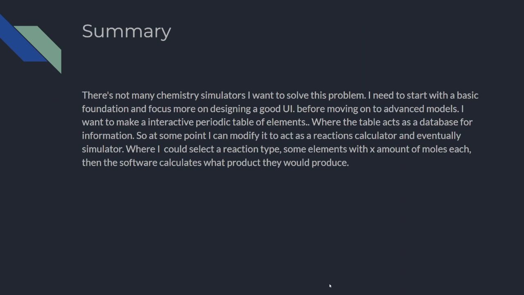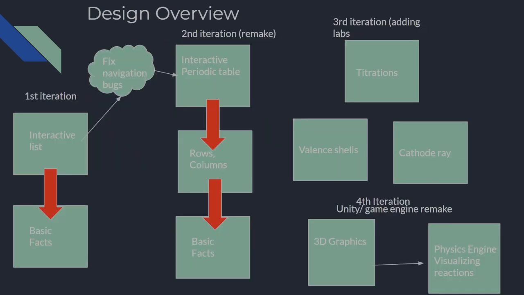So, summary, there's not many chemistry simulators, and I want to solve this problem. But I need to start with the basics, the basic foundation right now for me, which is a UI that resembles the periodic table of elements. Then the next step is giving that table all the information. Then the next step is making it so it can run calculations that are actually correct and not all wrong, that line up with reality. Then eventually work up to part 4, learning Unity or another game engine to make 3D models.